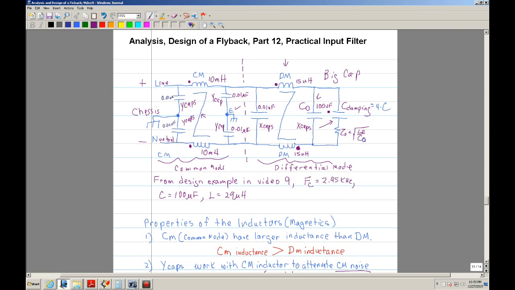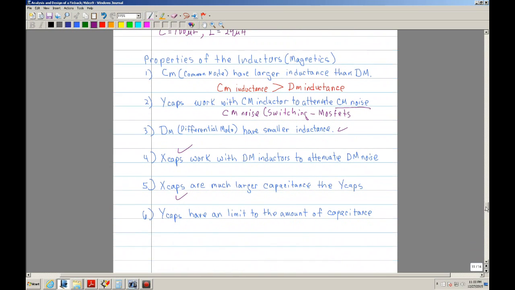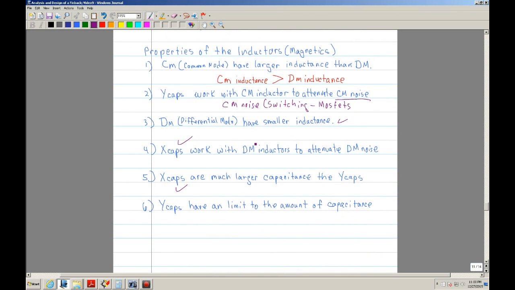In this case, CO is 100 microfarad, and this was derived, I believe in video number 9, where I calculated the attenuation. I set my capacitor as 100 microfarad and solved for what inductance I needed to give me the attenuation. So typically the X caps are going to be big. The Y caps are typically low values, and most of the ones I've seen are 10 nanofarads. So if you notice, that's 10, 10, 10, and 10. They tend to be much smaller than your differential caps, because they have to limit the amount of leakage current that flows through them.